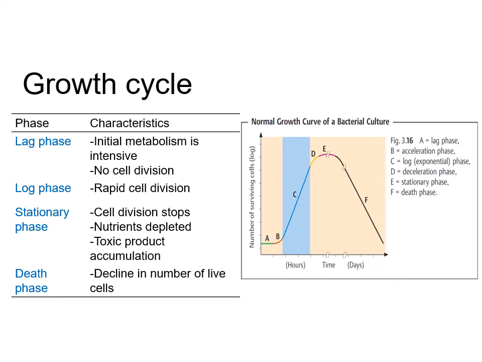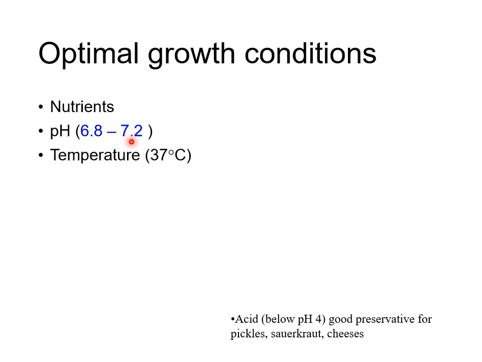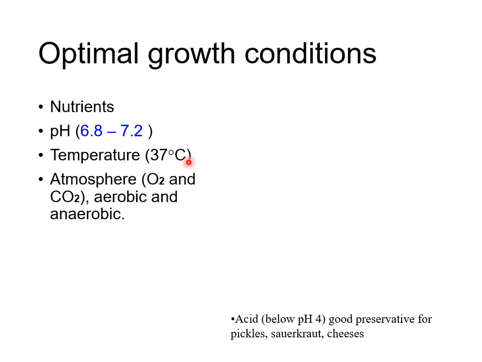Now let us move to the next slide. What are the optimal growth conditions? What we mean by optimal growth conditions is: what are the best growth conditions? If you want a bacteria to grow, you give it food or nutrients. You provide a good pH ranging from 6.8 to 7.2. You provide the optimum temperature, which for the majority of the bacteria is 37, but this is not a rule. There are exceptions in some bacteria.